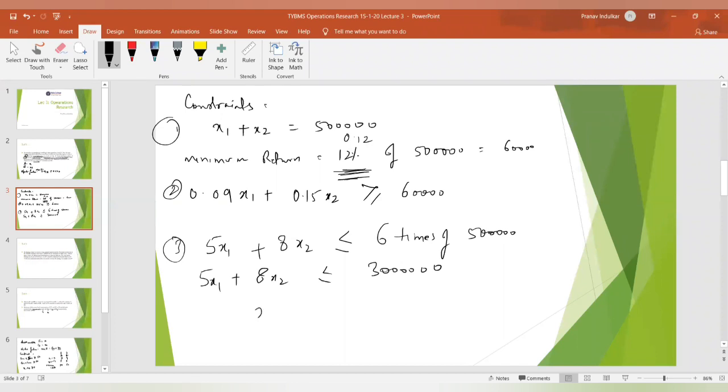Is that clear? Risk is always in times. You cannot just take 6. Okay, 5 lakh is your invested capital, and 6 times that is your risk. So what is the total risk? 30 lakhs. Is that clear to all?